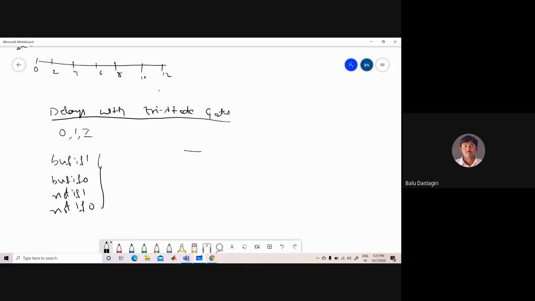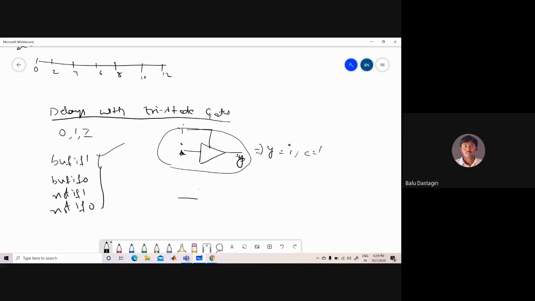Buff if 1: buff means buffer. A buffer gives the same output as whatever the input is. It acts as a buff if 1, which means whenever the control input is 1, the output is the same as the input. You can take the input as I and the output as Y. So Y is equal to I whenever the control input C is equal to 1. So it is the symbol of buff if 1.